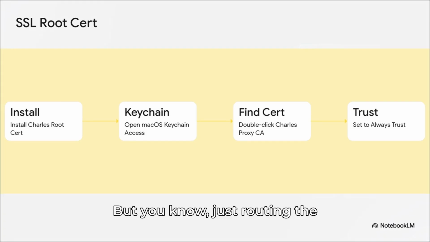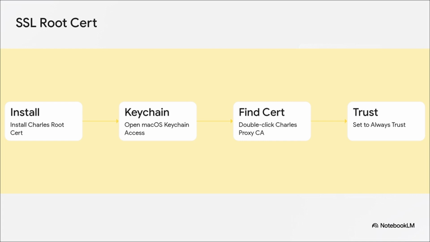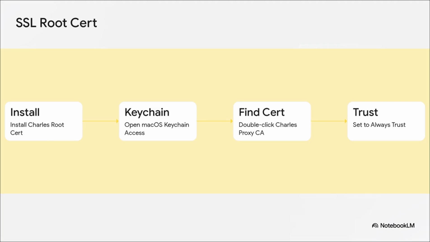But just routing the traffic isn't quite enough. To actually read that encrypted HTTPS traffic as plain text, we have to do a little bit of macOS security gymnastics. You'll go up to the Help menu and hit Install Charles Root Certificate, which pops open your keychain access. Now, here's the crucial part that trips so many people up. You have to actually search for that Charles cert, double-click it, expand the trust section, and explicitly tell your Mac to always trust it. If you skip this step, the SSL handshake fails, and your browser will just block everything.